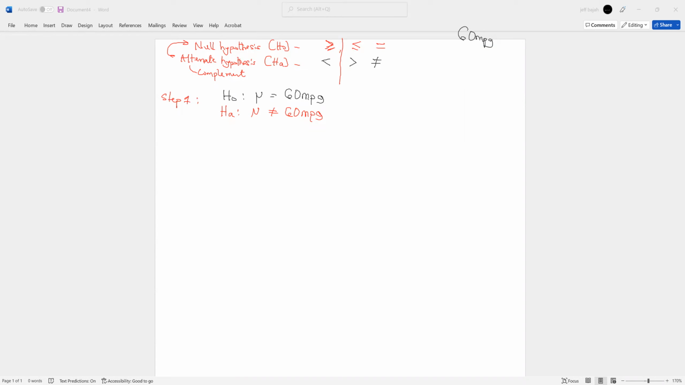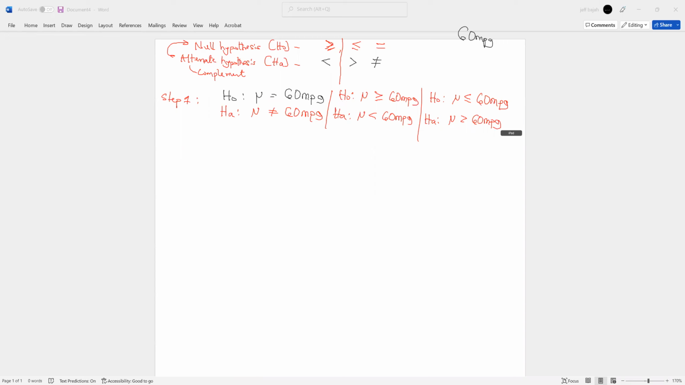Now, if they had said that they get more than or equal to 60 miles per gallon, we can set it up in three different ways. We can say that H sub O would be greater or equal to 60 miles per gallon. And the opposite would be H sub A is what? Less than 60 miles per gallon. The third way can be what? Less or equal to 60 miles per gallon. And the opposite would be what? Greater than 60 miles per gallon.